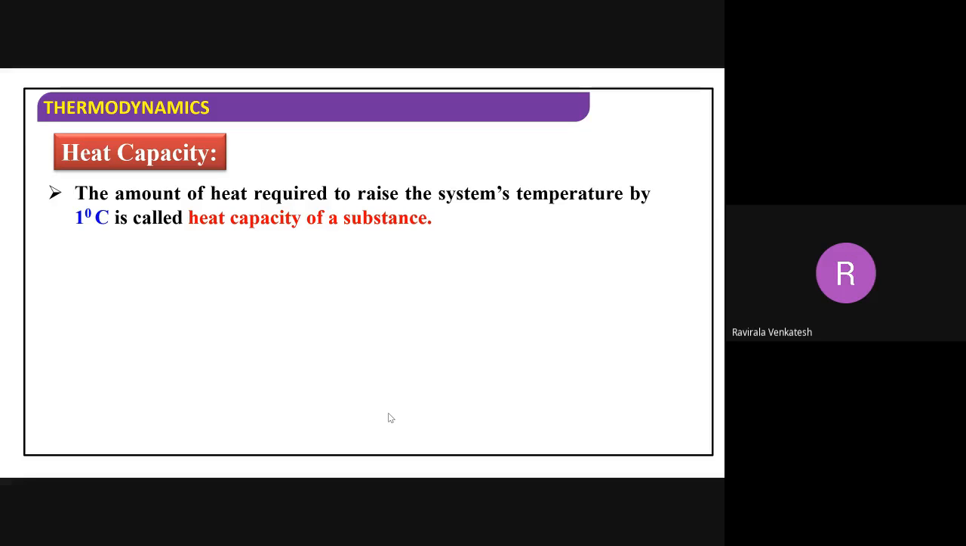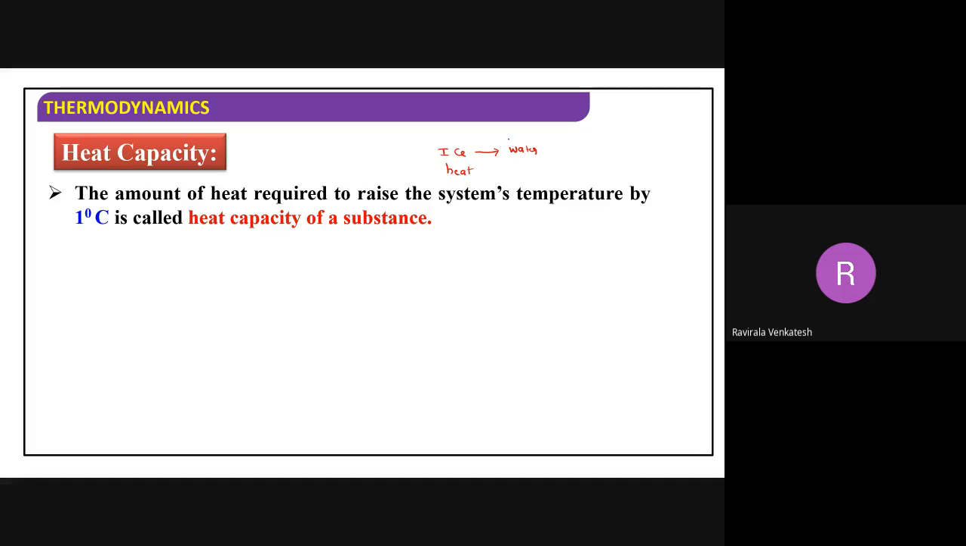Now, the amount of heat required to raise the temperature of a system by 1 degree Celsius is called what? Heat capacity. For example, ice is there. I've taken ice and now I am heating it. Now ice is converting into something. What happened? Slightly, what happened? Water.